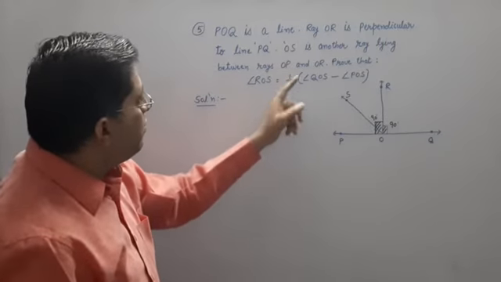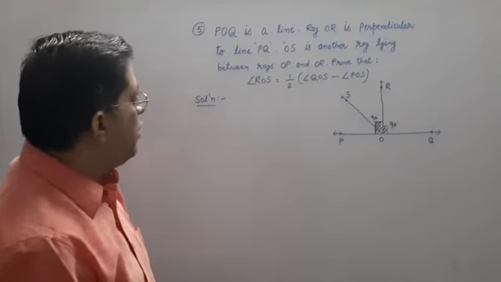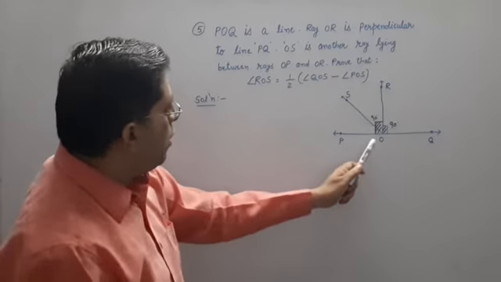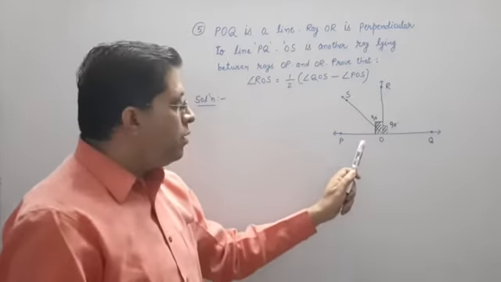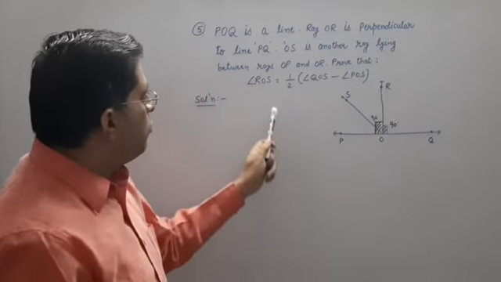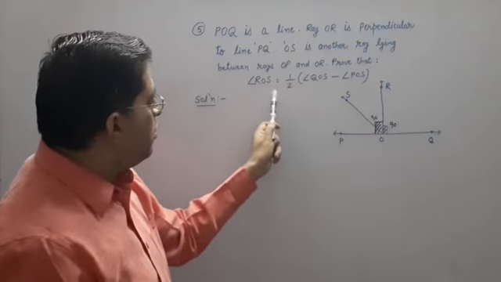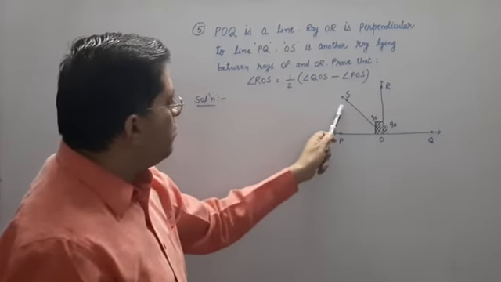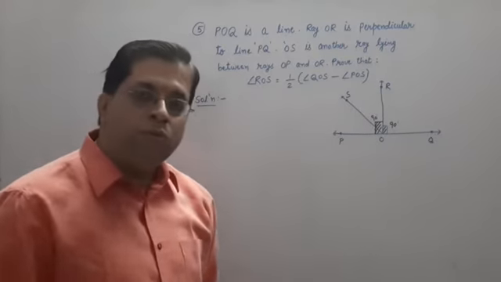Now OS is another ray. This OS is another ray lying between rays OP and OR. In between OP and OR, there is another ray, this is OS. Okay, what you have to prove? ROS is equal to half of QOS minus POS. This you have to prove.